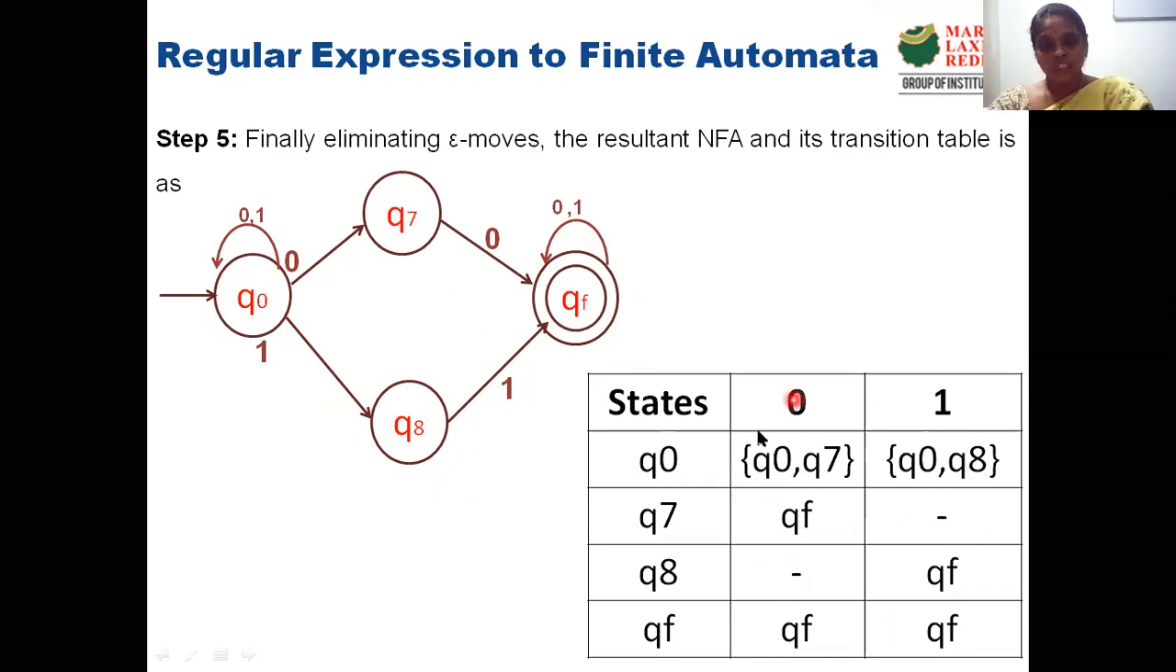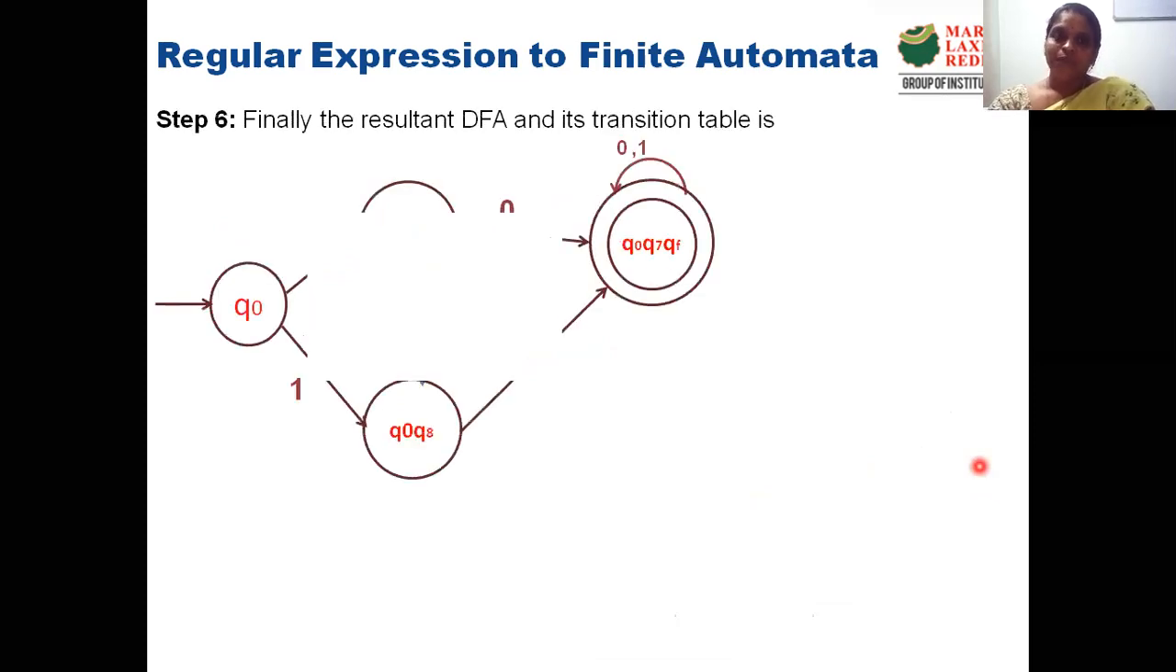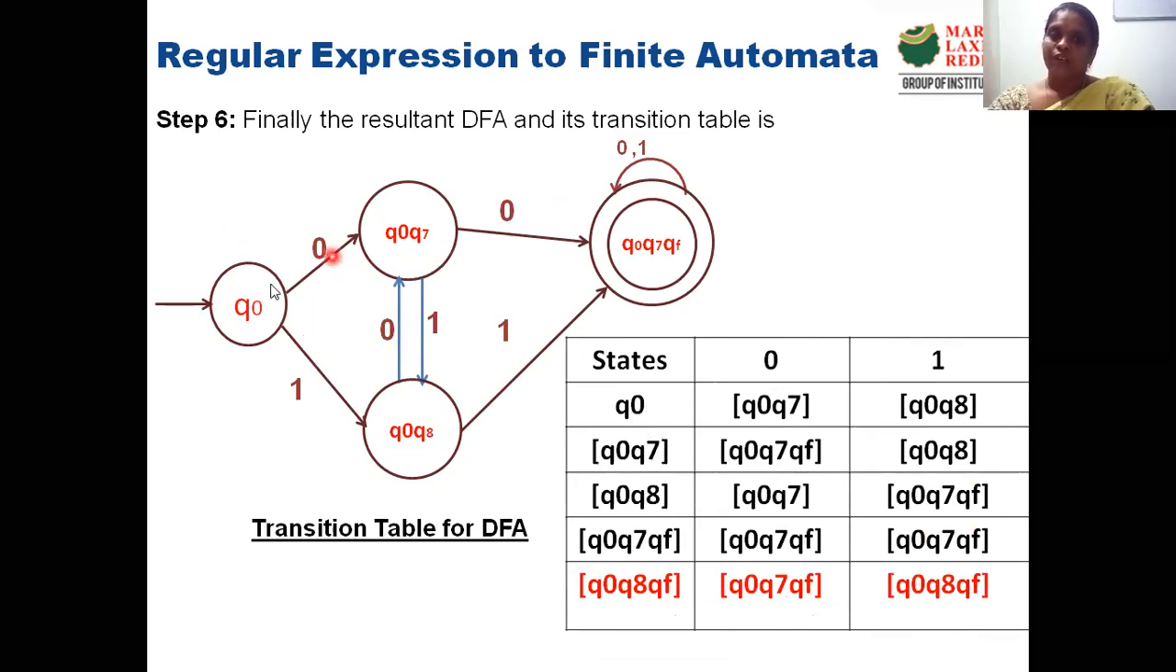In order to convert this into DFA, we can make use of the subset construction method by making Q naught Q7 and Q naught Q8 single states. So that we will see here. Finally we will be arriving at the DFA like Q naught on 0, we are having Q naught Q7, combined into a single state, where Q naught Q7 on 0 moves to Q naught Q7 and QF, which is a new state we have obtained here.